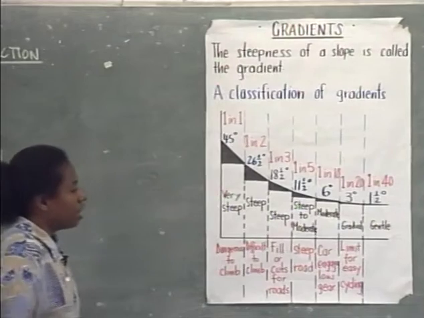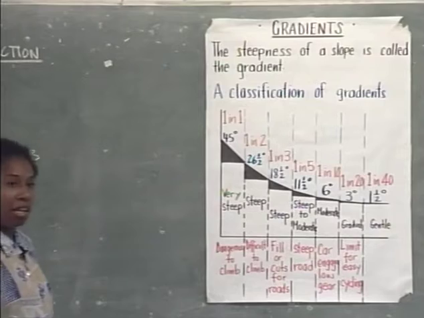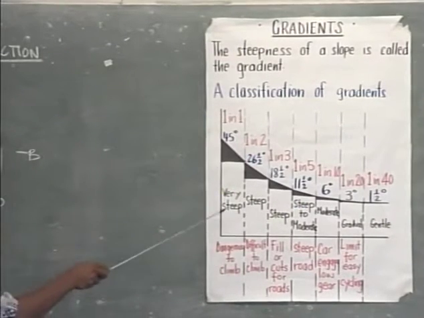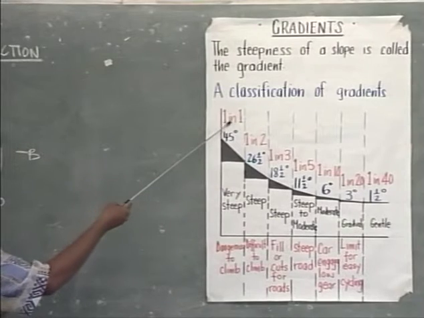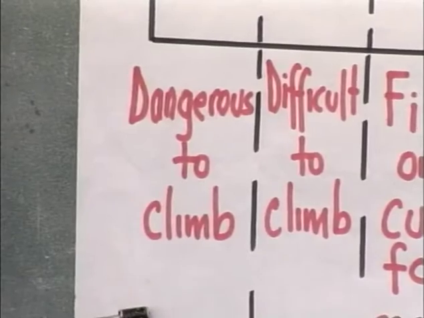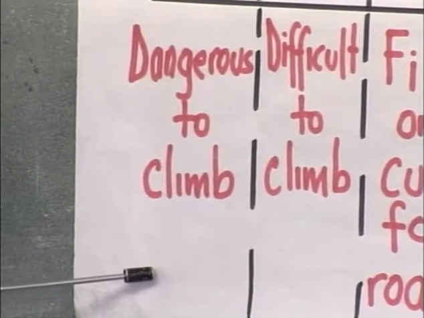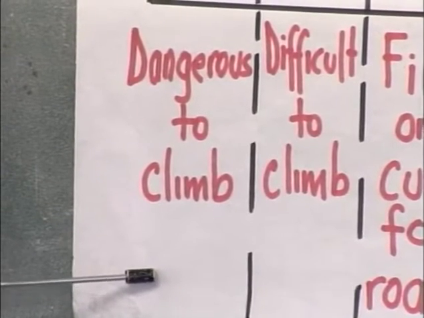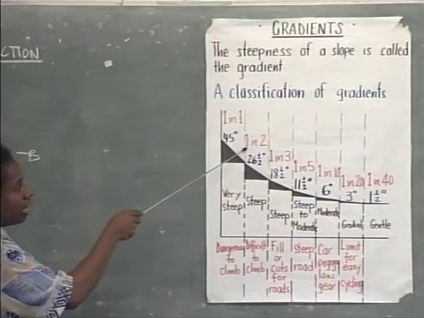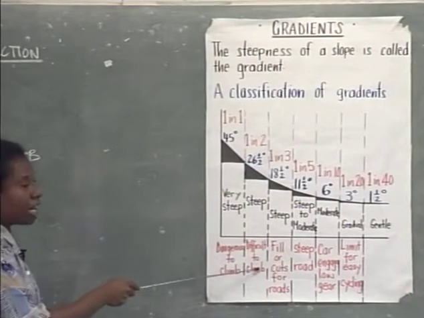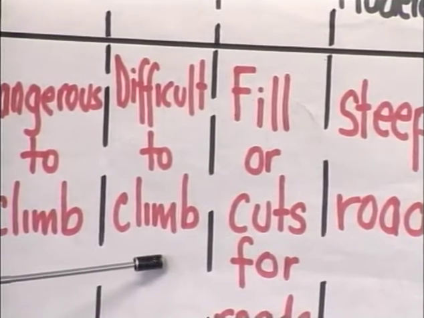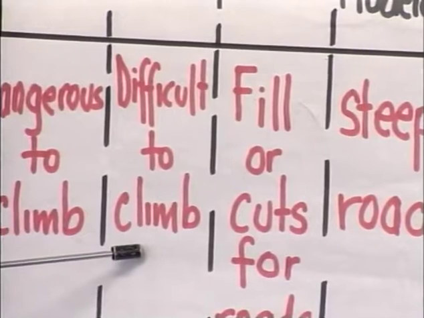Maybe to see what type of activities can take place on those slopes, we can look at some examples here. A slope which has a gradient of 1 in 1 means that it is very steep. That means it's dangerous for you to actually climb. You might need to use equipment to get to the top if you are trying to climb that particular area. A gradient of 1 in 2 will be difficult to climb. You may climb, but it might be difficult. Again, you will need proper equipment to perhaps get to the top of that feature.